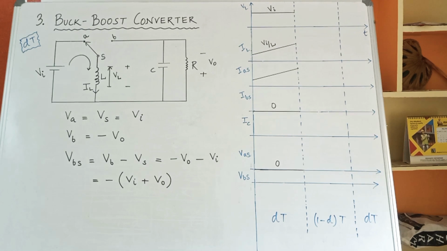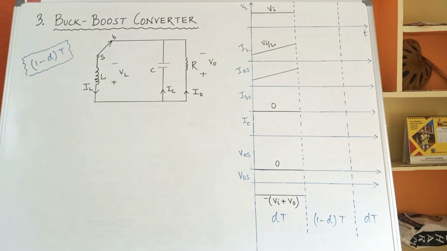Next, we will plot the value of VBS on the waveform. What I have done is represent VBS as minus of Vi plus V0 during the dt period, and since Vi and V0 both are constant DC voltages, VBS will also be a constant DC voltage but having a negative sign. Hence, VBS is shown negative. So, our first period of study, the dt period, is over and we have drawn all the relevant waveforms.